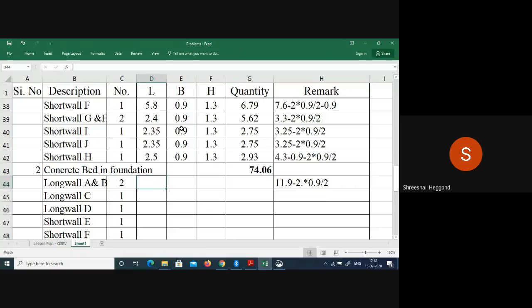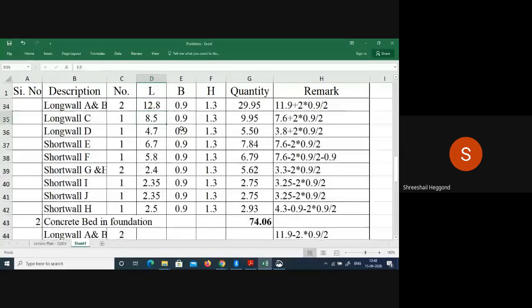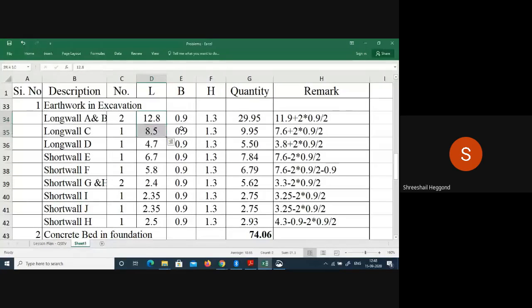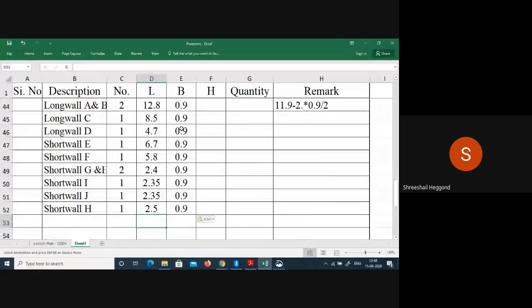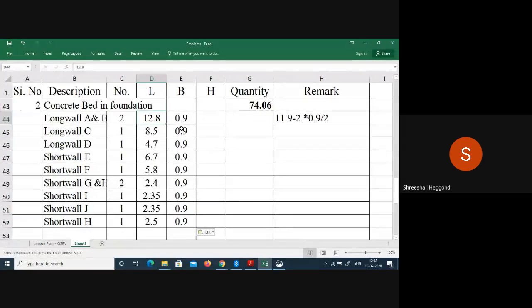Therefore, wherever you have done the excavation, there you need to place the concrete bed. Therefore, the length and breadth remain the same for all. And height of concrete bed is 0.3. That has to be changed as compared to your previous.